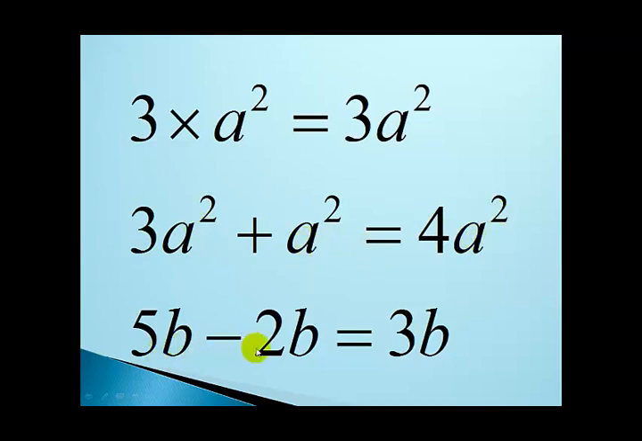5b minus 2b. Here we are subtracting. So we subtract 2 from 5 and that will give us 3. So it's 3b because the expression is in terms of b.